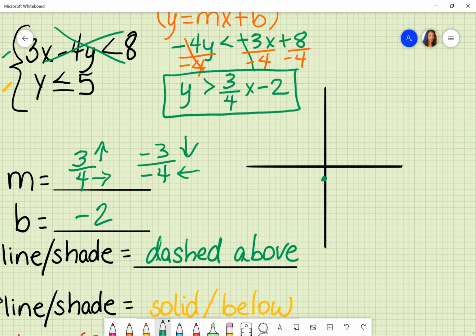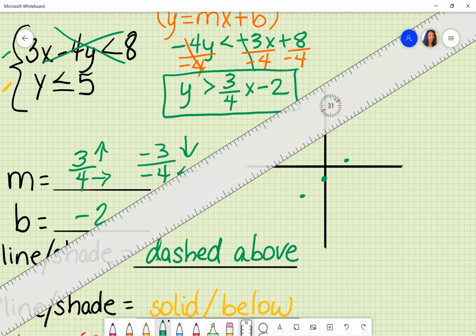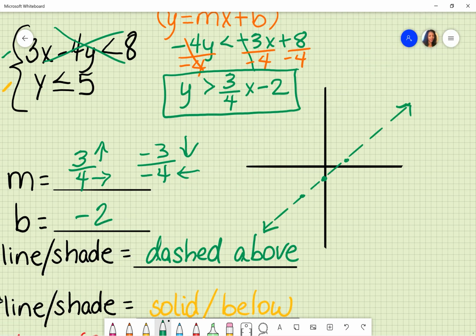Going back to my first inequality, if I go to my y-axis, I'm going to look for -2. There's my y-intercept. I'm going to go up 3 and then to the right 4. Make sure you're including that origin when you're counting. And then I'm going to go back to my y-intercept, go down 3 and to the left 4. Again, I am creating a line, but this line is dashed and I'm shading above according to my notes.